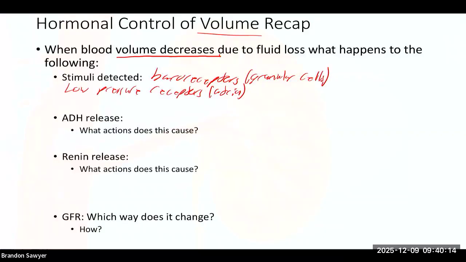Decide what you think each of these are going to cause, and then what do we see for ADH release? What do you see for renin release? What do you think our GFR needs to do in this case? Okay, so go ahead and work through that. We'll come back together in just a couple minutes.